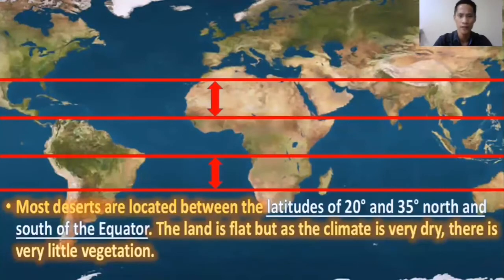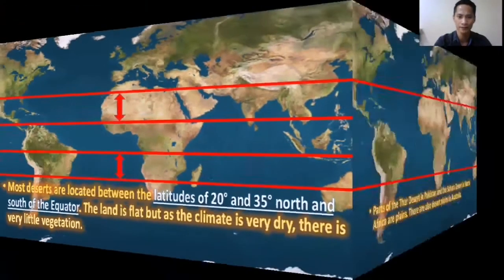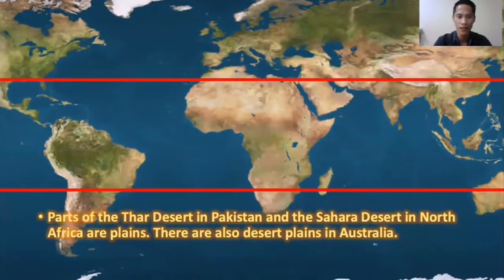Same is true with the animal. The animal that can survive in this region is the animal that can store water in its body. One example of it is the camel. Moving on to our lesson. Part of the Thar Desert in Pakistan, in this part of the region, and the Sahara Desert in this region are examples of deserts. There are also desert plains in Australia. Sahara is the largest desert in the world. And as you could see, Saudi Arabia is mainly occupied by a desert.